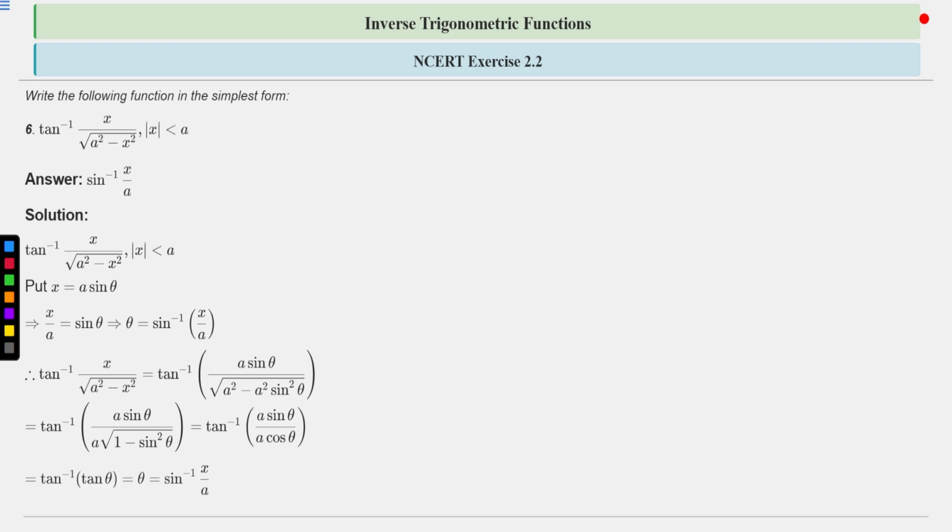Sin theta upon cos theta becomes tan theta. Therefore, we get tan inverse tan theta, and it will be equal to theta. And what was theta? We had taken x equal to a sin theta, so theta will be sin inverse x by a from here. Clear? Therefore, our correct answer will be sin inverse x by a.